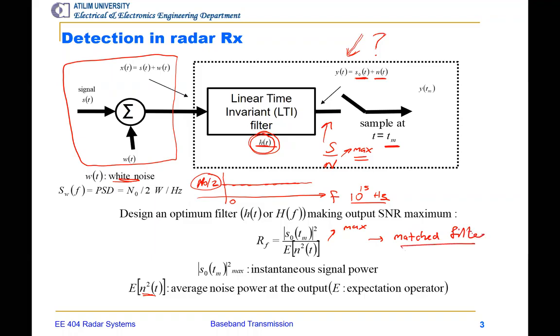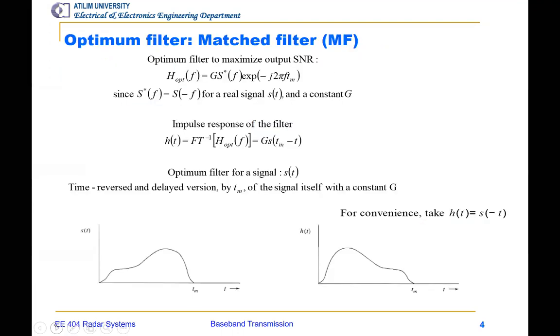Now here we do not derive it. You can either go back to the course EE316 or simply have a look at Skolnick's book where the matched filter impulse response is derived. So what is it? So here is the optimum filter, which is simply the matched filter.